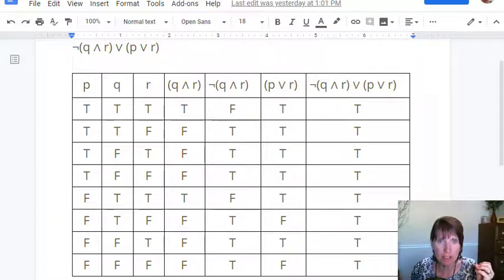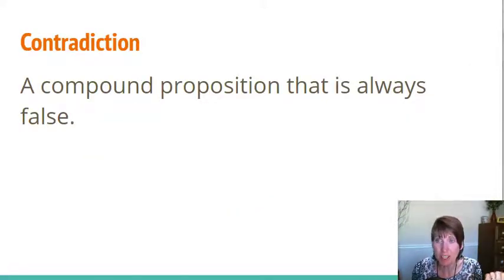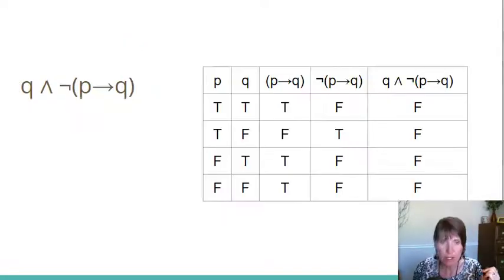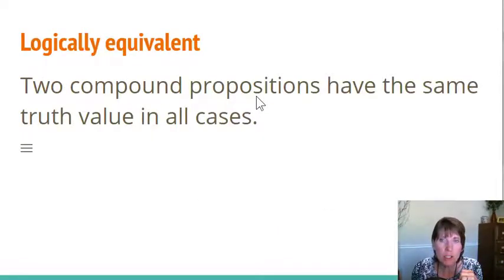That's called a tautology. Now, there's another option, and that's the contradiction, and that's when everything is false, no matter what the inputs are. So here's an example of that. When you work through this problem, you find out that the truth value is false in all cases, whatever combination of true and false for the variables are. And that's a contradiction.